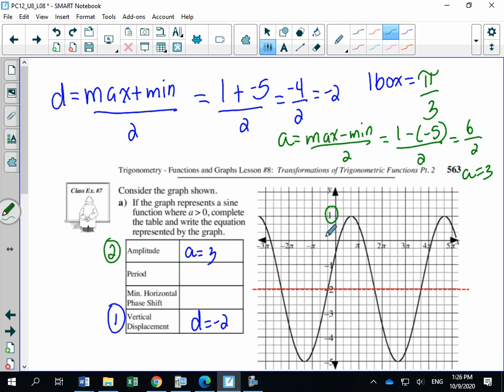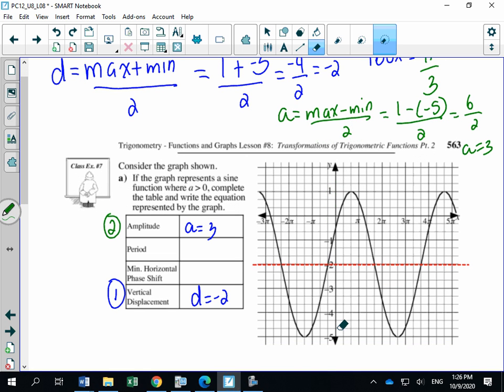So you could either look at the graph again, or you could do your formula. So once I figure out vertical displacement, I always do vertical displacement first, amplitude second. The third thing that I calculate is the period. For period, I find on sine and cosine graphs, it's easiest to go from peak to peak.